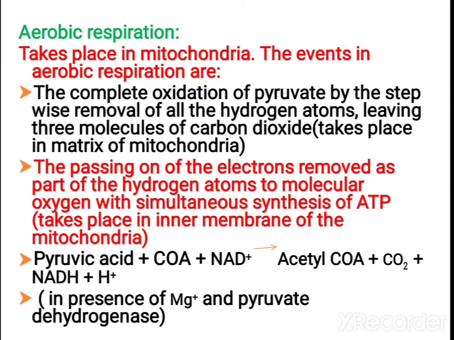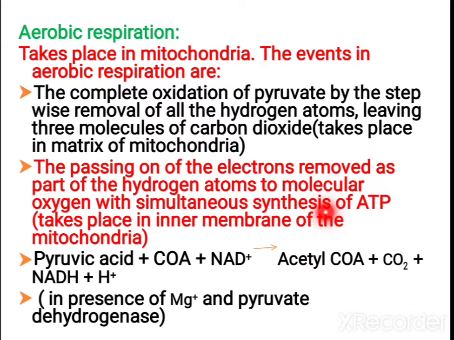So aerobic respiration takes place in mitochondria. The events during aerobic respiration are the complete oxidation of pyruvate. It occurs step by step by removal of hydrogen atoms and release of carbon dioxide. This takes place in the matrix of mitochondria. Then later, in the inner membrane of mitochondria, the electrons are passed in a chain-like manner, which results in the synthesis of ATP. So ultimately, at the end of aerobic respiration, ATP molecules are produced.